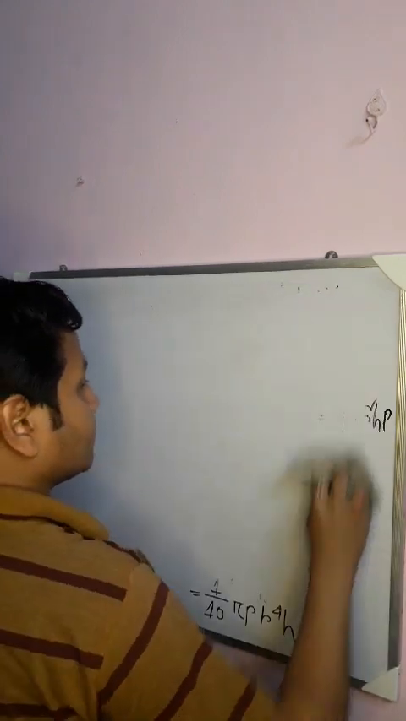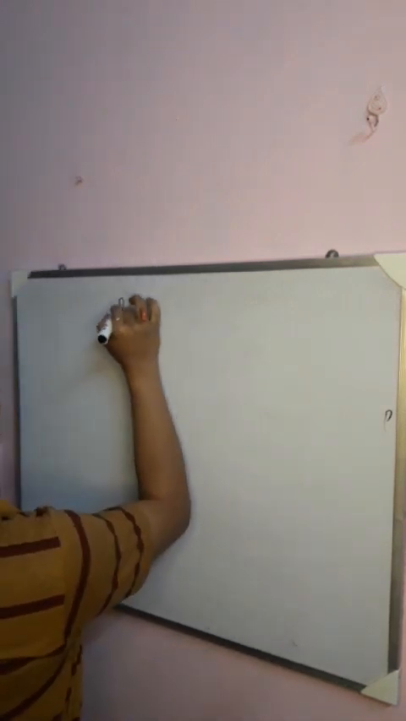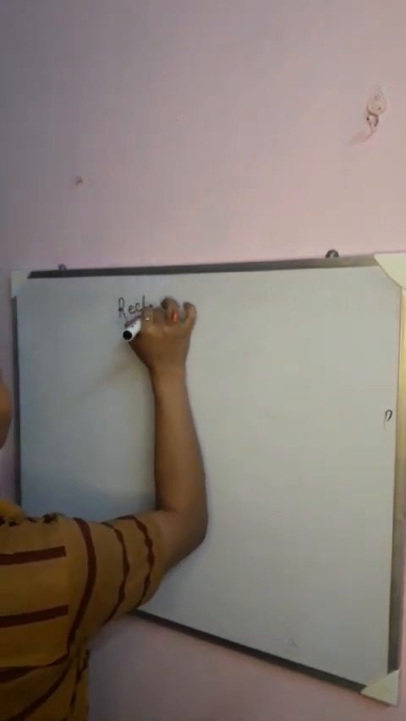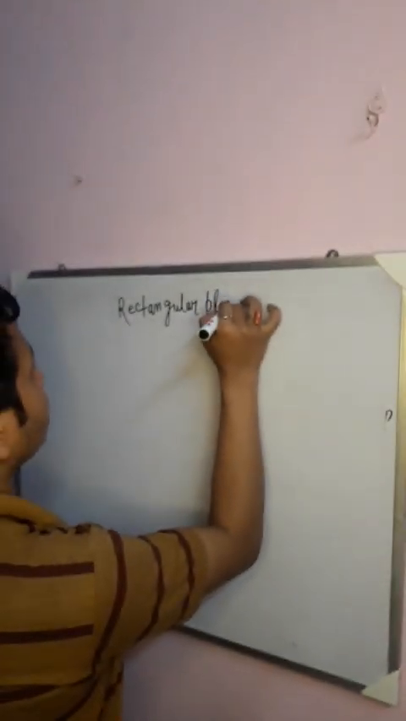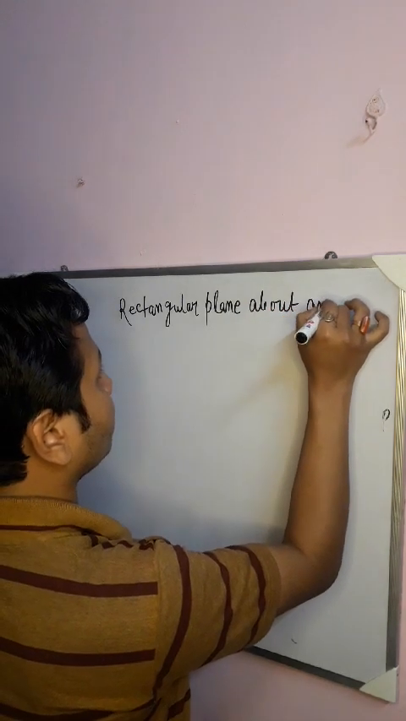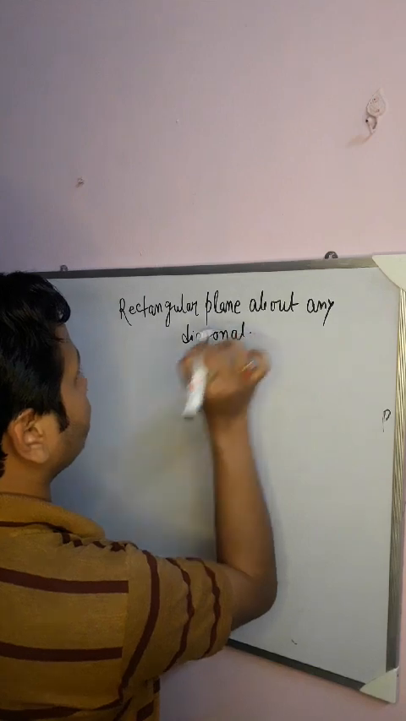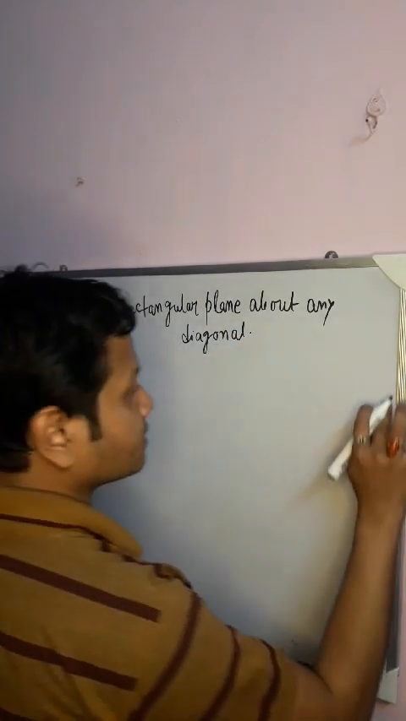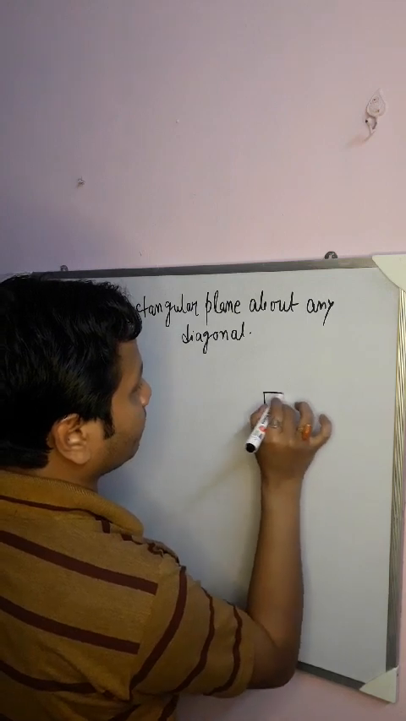Now another thing, let us try to find the moment of inertia of a rectangular plate about any, say, diagonal. Interesting thing, just see. So you just draw a rectangle.